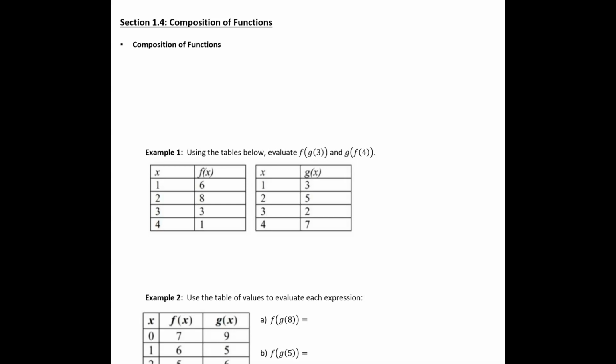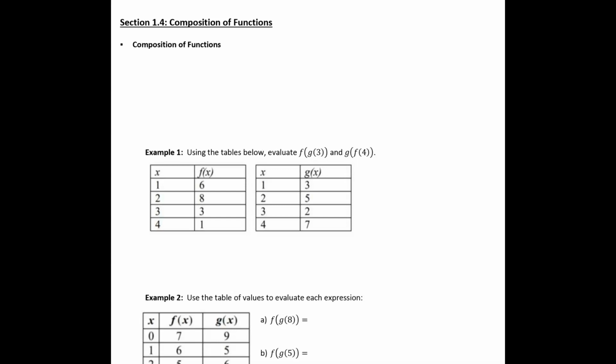In 1.4, we're going to be looking at compositions of functions, and we're going to start with a very abstract sense and talk about notation and how the ins and outs of it work, and then we're going to move into equations. If you've had the prerequisite for college algebra for this course, then you'll also recognize that from this course as well.